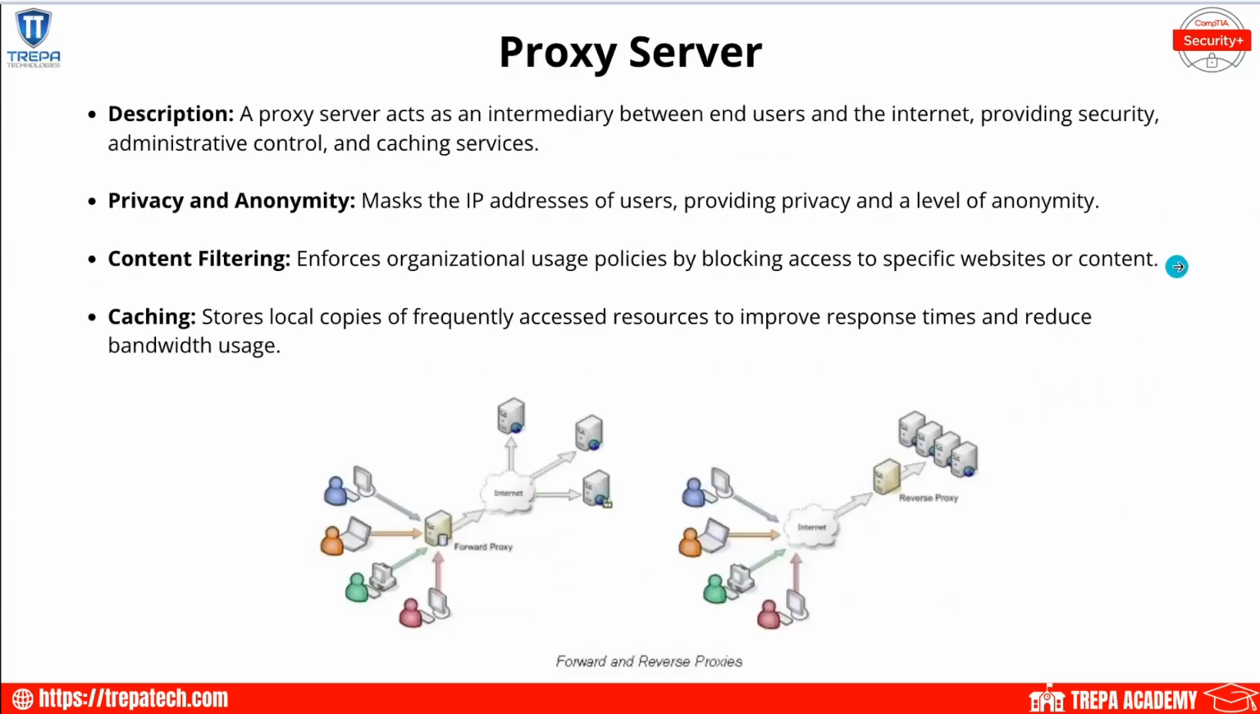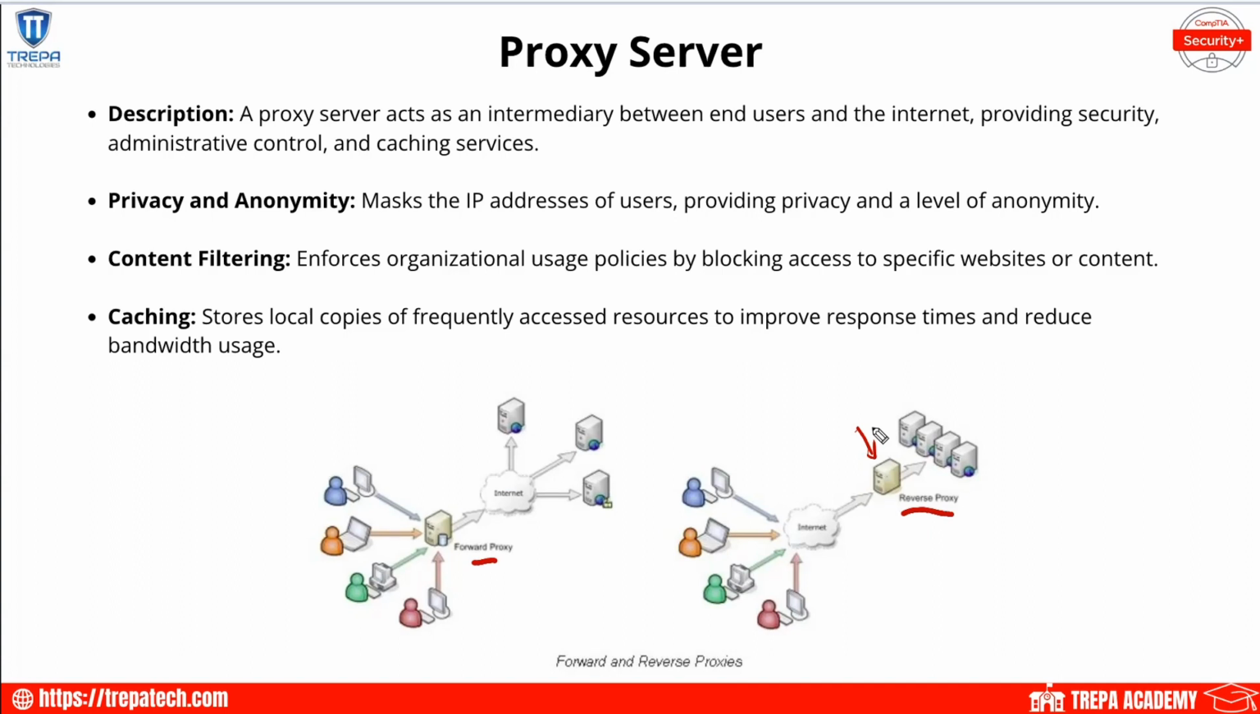A proxy server. We're going to have two types: a reverse and a forward proxy. A proxy server acts as an intermediary between end users and the internet, providing security, monitoring, control, and also some caching services, right? So it gives us privacy by masking the IP address of users or the web servers, depending on if we have a forward or reverse. It can do content filtering.